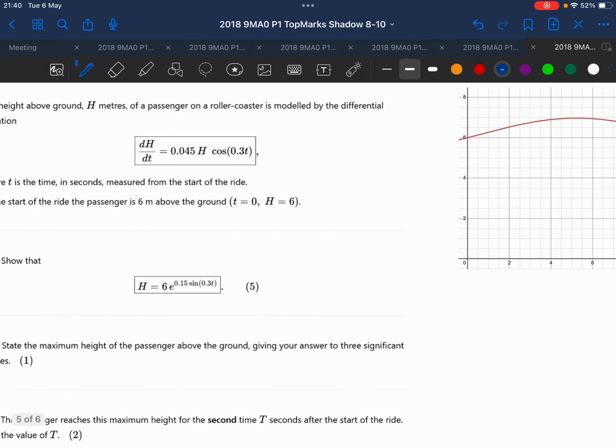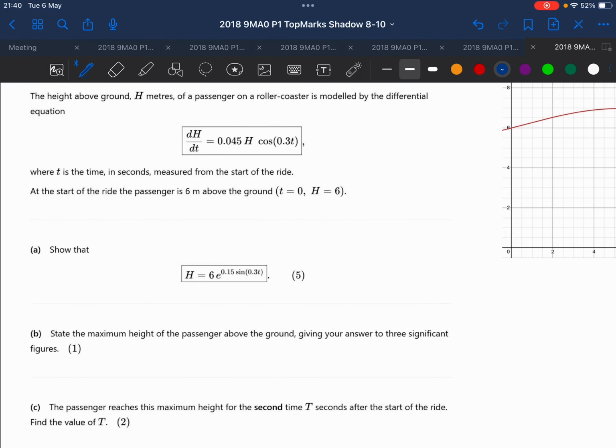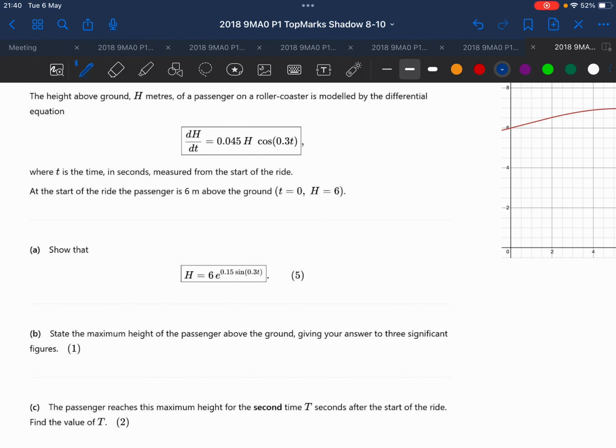Okay, question number 10 from our shadow mock. The height above ground, h meters, on a roller coaster is given by this differential equation. Notice the mix of h and t. Okay, so what does this one say? t is the time in seconds from the start of the ride. At the start, the passenger is 6 meters above ground. So they've been very nice to make it as explicit as this.